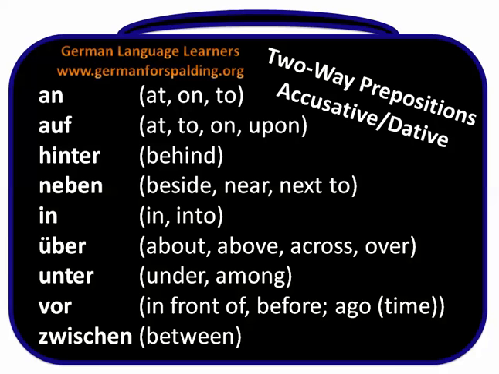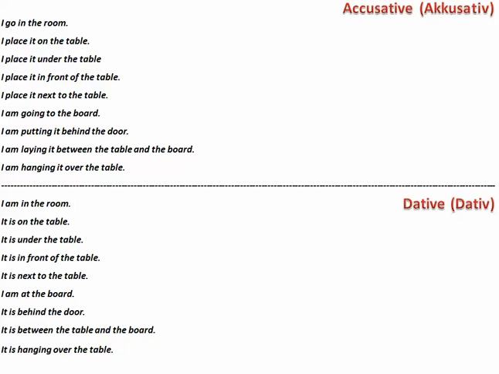And zwischen, between. Okay, so to help you see this, I have basically the same sentences, but in the upper category here I have action. So I'm going, I'm placing, I'm laying something, I'm hanging something. There's action going on. Whereas in the bottom section, where it's dative, we're just saying where something is located. So if I go into the room, it's ich gehe in das Zimmer, or you can make a contraction, ins Zimmer. Or if you're talking about location, ich bin in dem Zimmer. Again, you can make a contraction here and say im for in dem.